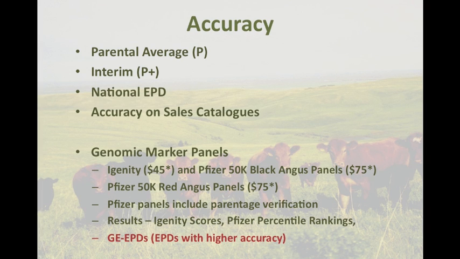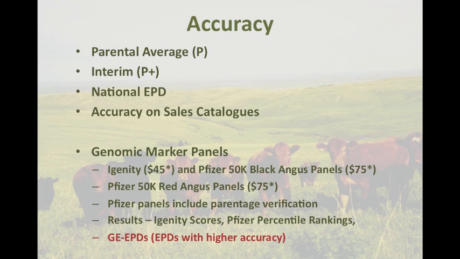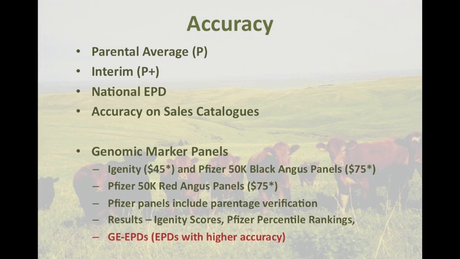Our members would get results in the identity scores or the Pfizer percentile rankings, and then the biggest value of these markers is they would get genomically enhanced EPDs, which are basically just EPDs for younger animals that have a little bit more information with which to calculate that EPD, so a higher accuracy.